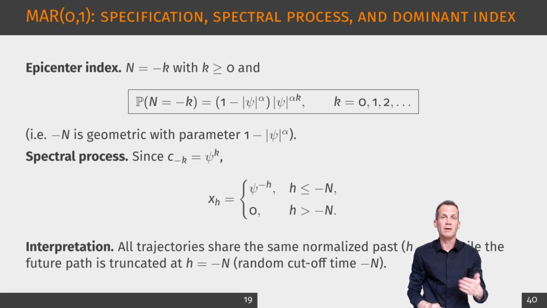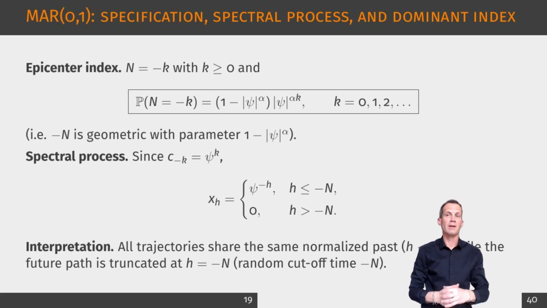This slide gives the epicenter distribution and the spectral tail process for MA(0,1). Since only coefficients on the negative side exist, the epicenter n must be non-positive. The probability of a given k is geometric, with parameter driven by psi. Heavier tails, smaller alpha, and larger psi both increase the chance that the epicenter sits further away, i.e., that the dominant innovation occurs deeper in the future.